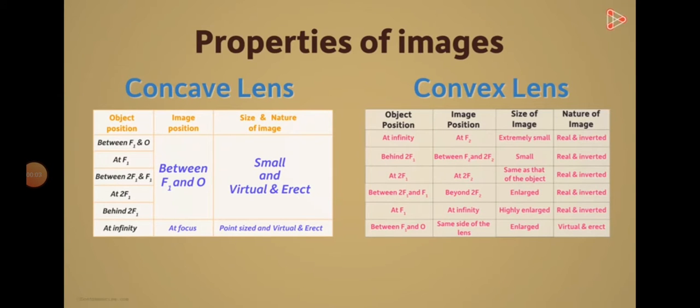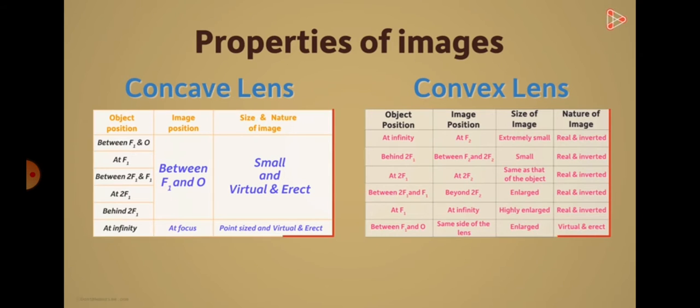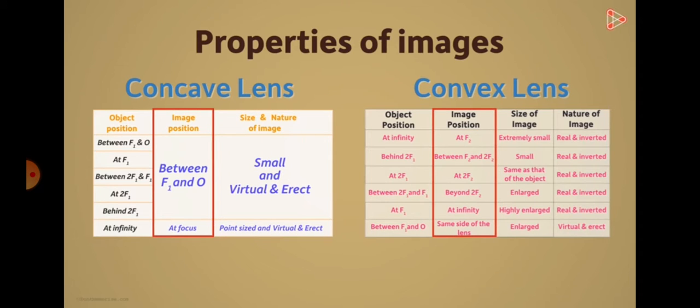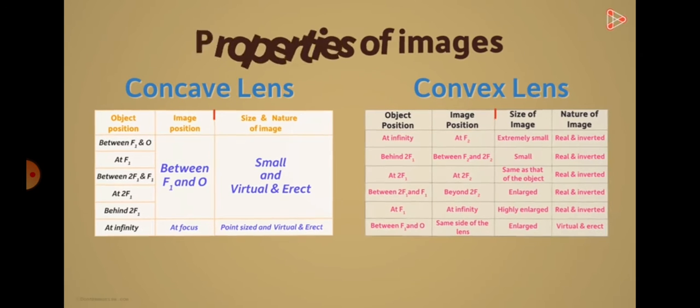Properties of images formed by concave lens and convex lens. We have already seen the 6 cases of image formation in the convex lens. The image formed depends upon the position of the object. If the object position changes, the image position also changes.